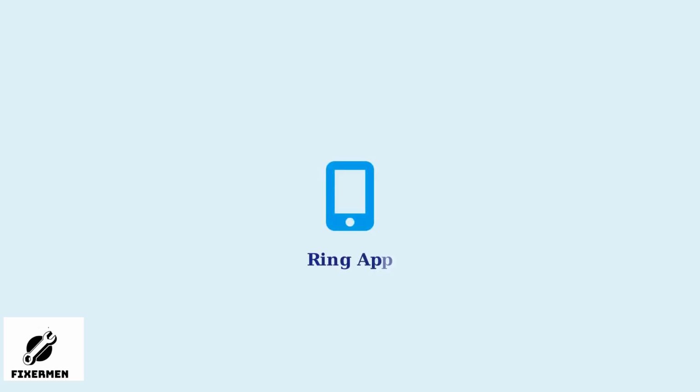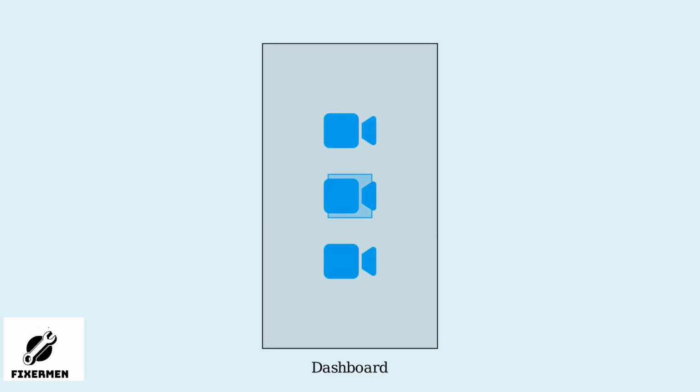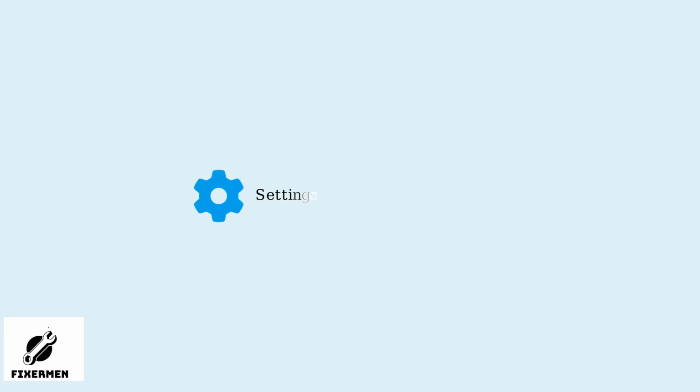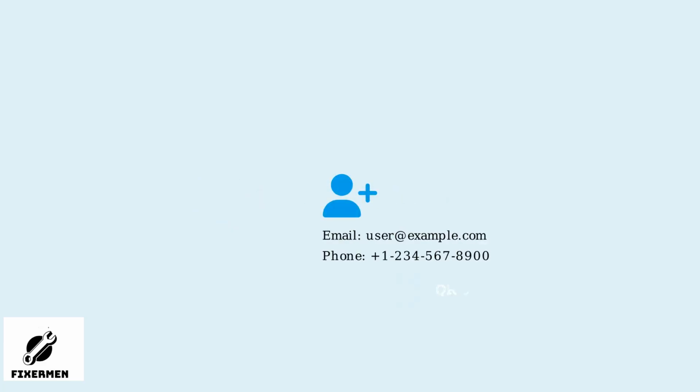First, open the Ring app on your smartphone or tablet. Select the specific camera you want to share from your dashboard. Tap Settings, then navigate to Shared Users. Here, you can add a new user by entering their email address or phone number.